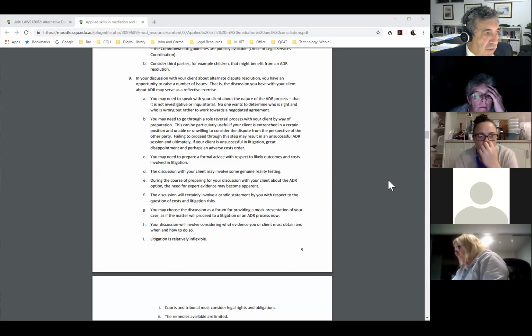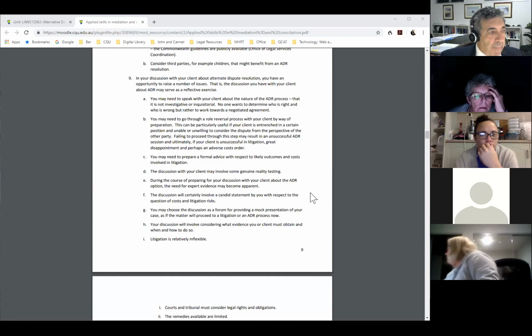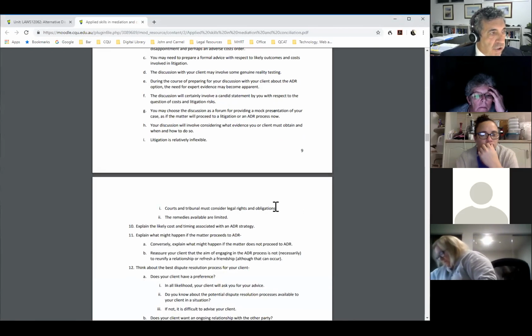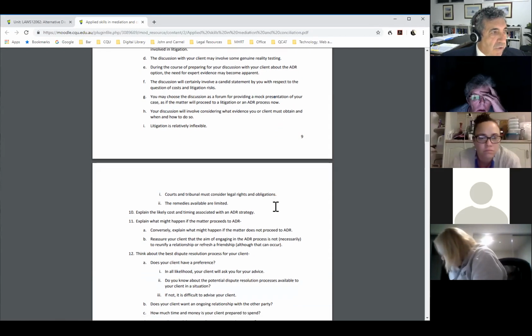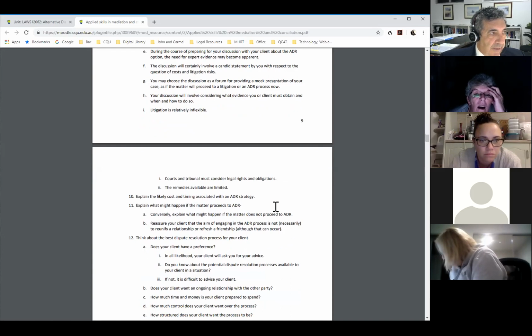The discussion will need to involve a candid statement by you in relation to the cost of litigation and the risk of litigation. As you're preparing for an ADR session, you might want to use it as a forum for presentation of a case and get an idea of how the matter would proceed to litigation. So you'll need to also then consider what evidence you or your client must obtain and when and how to do so. A lot of people don't do this.